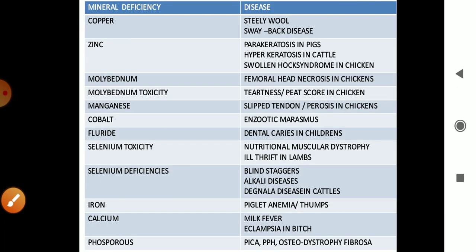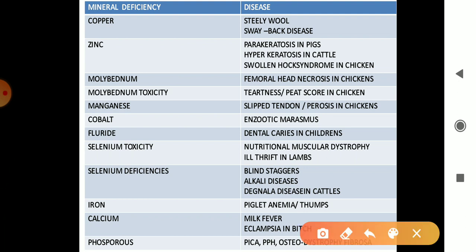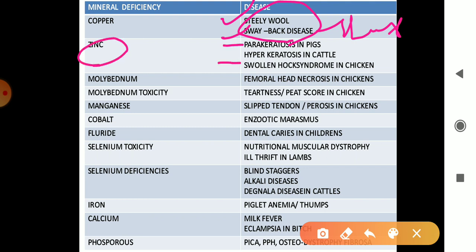Coming to the next question, some of the mineral deficiencies, which are also very important from the examination perspective. The deficiency of copper leads to steely wool and swayback disease in sheep. The deficiency of zinc causes parakeratosis in pigs, hyperkeratosis in cattle, and swollen hock syndrome in chickens. Keratosis and parakeratosis are related to skin problems.